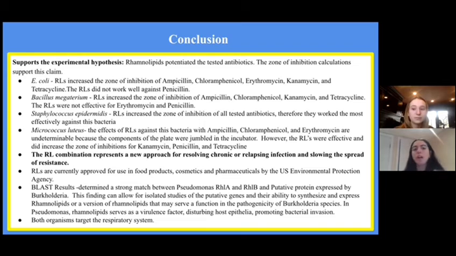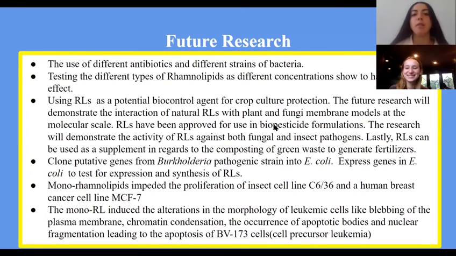The rhamnolipid combination represents a new approach for resolving chronic or relapsing infection and slowing the spread of resistance. The BLAST results demonstrated on the past slides determined a strong match between Pseudomonas RHLA and RHLB genes and putative proteins expressed by Burkholderia. Not only can you apply rhamnolipids to antibiotics, there are many different uses of rhamnolipids.